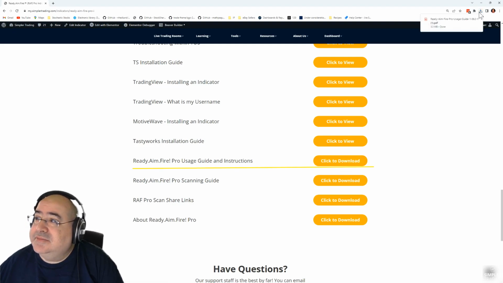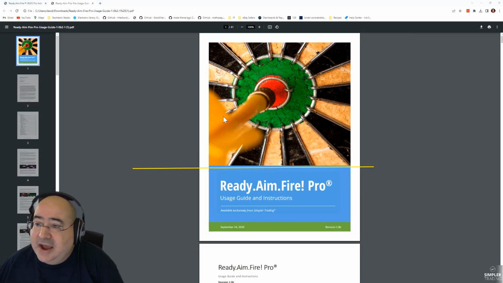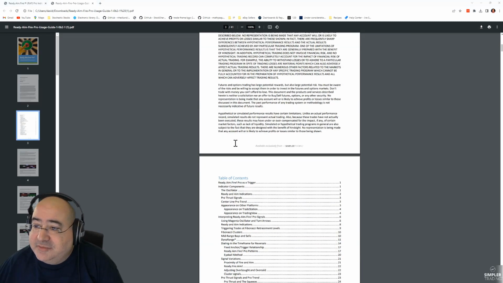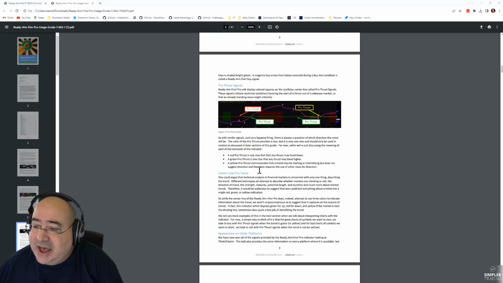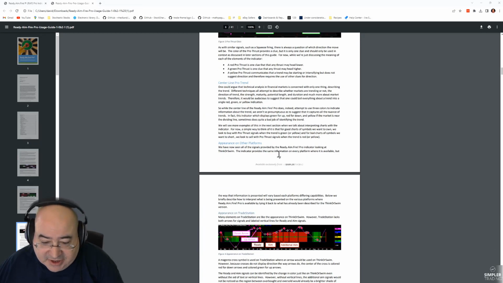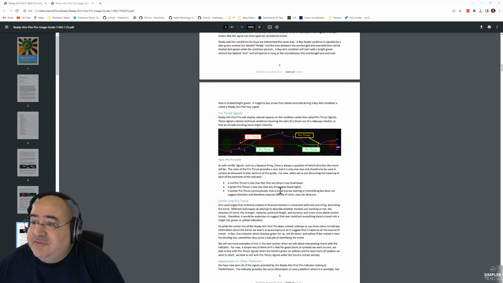It's a pretty comprehensive PDF, which will show you everything from how to set the time frames, what the visual interface looks like on various different platforms, different setups that I like, some stuff with the scans for the platforms that have it.